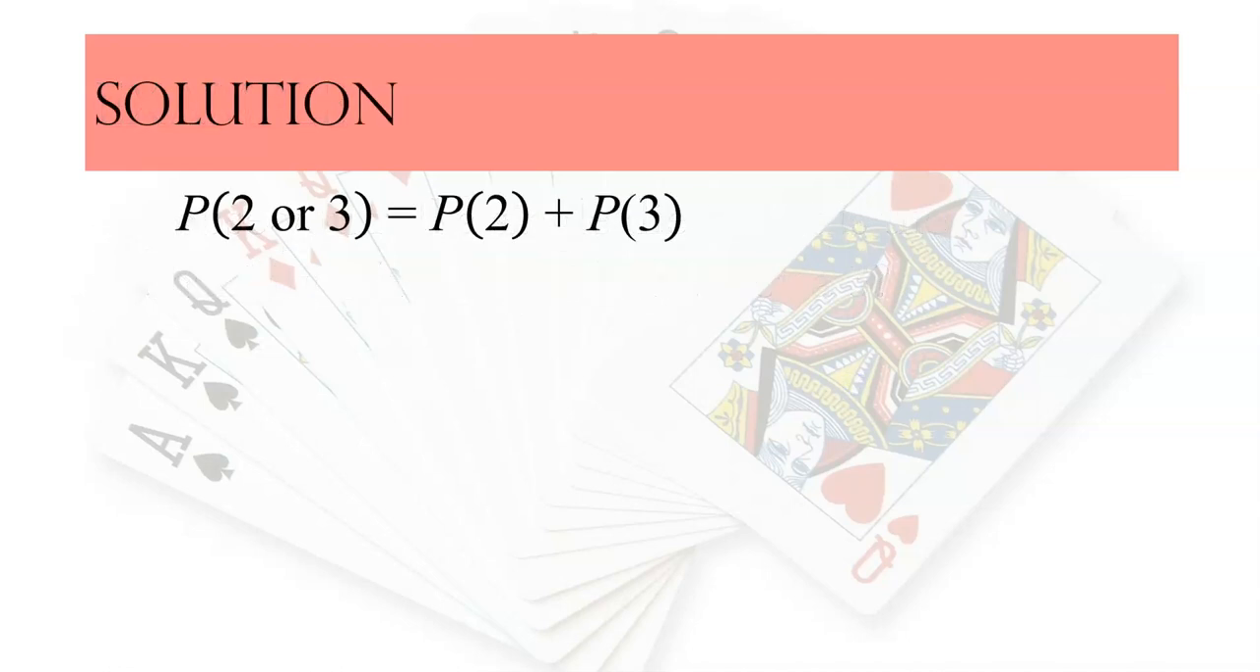All we have to do then is figure out what is the probability of rolling a 2, and then add that to the probability of rolling a 3. If you roll one die, the probability of getting a 2 is 1/6. The probability of getting a 3 is also 1/6. Add that up. It's 2/6. Reduce it. Final answer is 1/3.